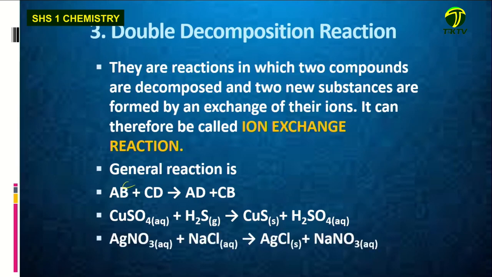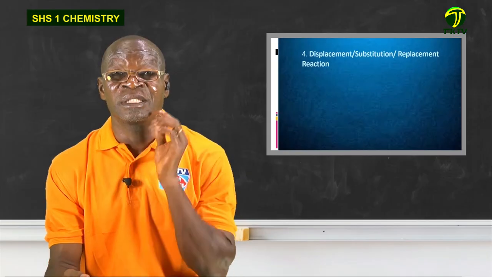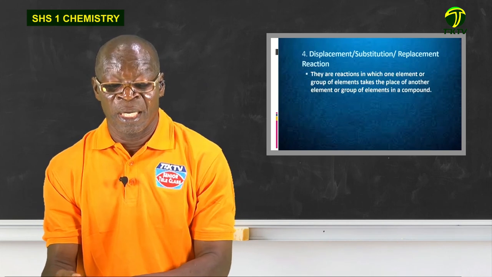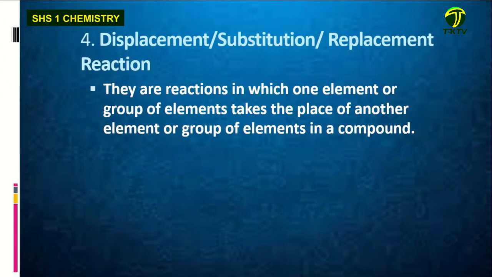We have silver nitrate combining with sodium chloride, and the same applies. The silver is taking the chloride and the sodium is taking the nitrate to form silver chloride. Then we have displacement, or substitution, or replacement reaction. Three other names: either one displaces the other, or one is substituted, or one is replacing. They are all the same. They are reactions in which one element or group of elements takes the place of another element or group of elements in a compound.